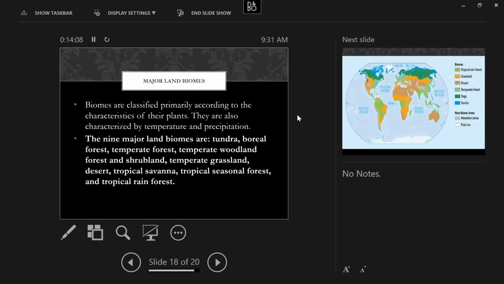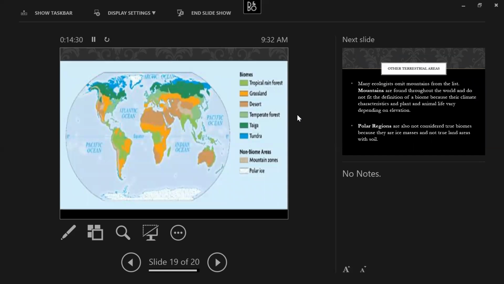And there are different major land biomes on our planet. There's 9 of them. You don't need to memorize them at all, just letting you know they exist. The way we typically classify biomes is based on the plants. Okay, so we look at the plants. Also, obviously, we look at the climate, but the plants and what's available there are the main defining characteristics. This is just a picture of where you can find some of the different biomes. On the bottom right-hand corner, it says the mountain zones and polar ice are considered non-biomes. They're not considered biomes for different reasons.